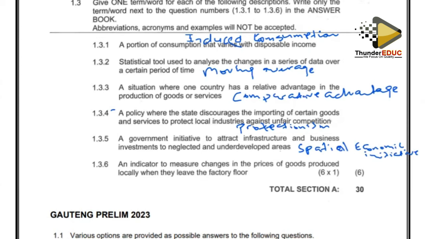An indicator to measure changes in the prices of goods produced locally when they leave the factory floor. So that is nothing but the producer price index. This is producer price index. Okay, right, grade 12.